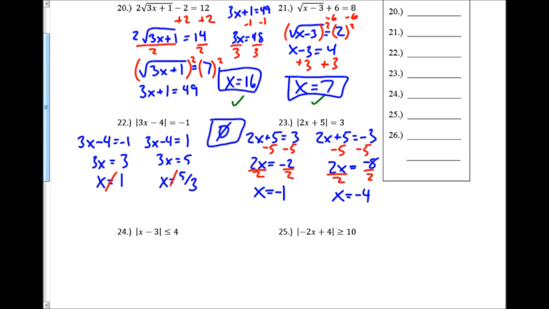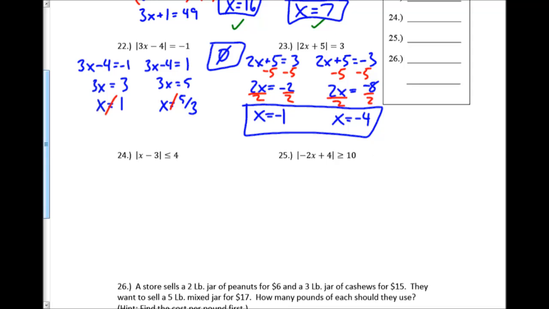And plug it back in. Make sure they work. I plug the negative 1 back in. It gives me a negative 2 plus 5, which is a 3. Absolute value of that is 3. That works. The negative 4 back in. Negative 8 plus 5 is a negative 3. Absolute value of that is 3. Each of those works. So check for those extraneous solutions.